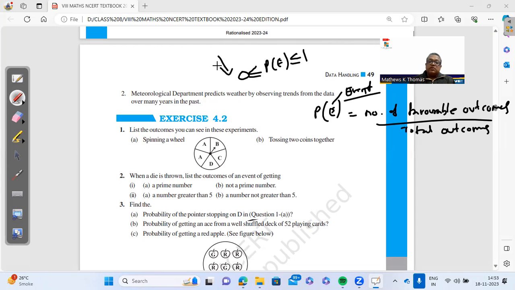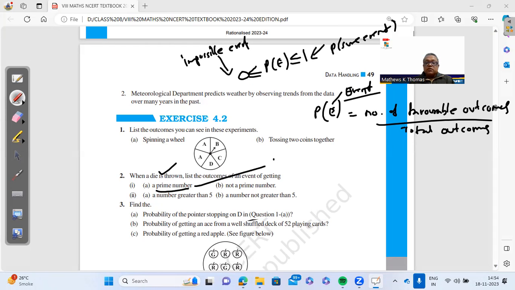So 0 is an impossible event. You are 100% sure that it will not happen. That is an impossible event, then the probability is 0. And if you are sure that it will happen at any cost, then the probability of a sure event is 1. So everything lies between 0 and 1. And this is the formula, right? So for example, if a die is thrown, what is the probability?